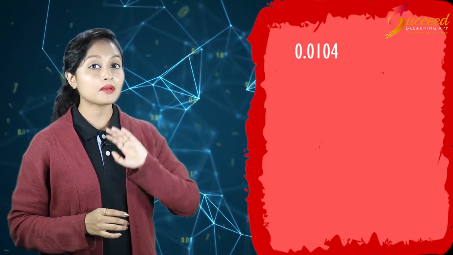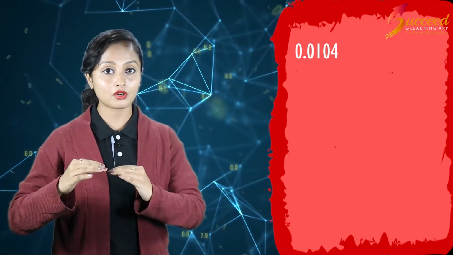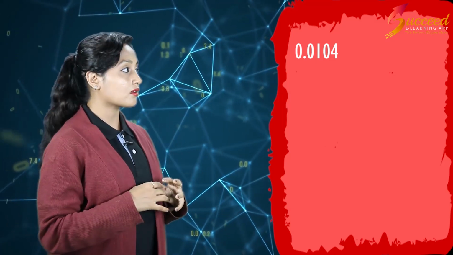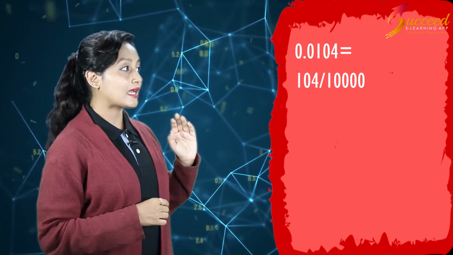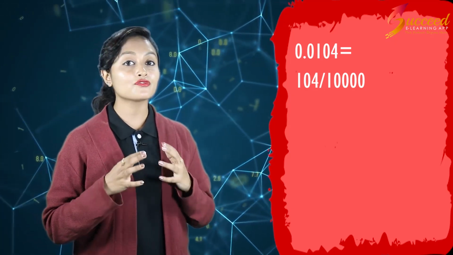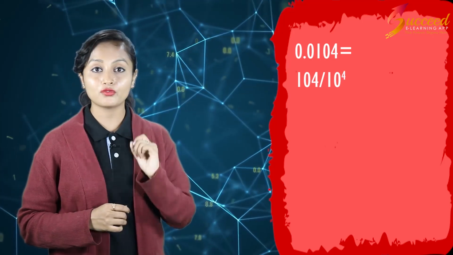Now let us consider another example. 0.0104. Express this exactly in the form of P divided by Q. Remember the key rule? You're going to see how many digits are placed after the decimal point and you're going to put so many zeros in the denominator. So this can be written as 104 divided by 1 followed by 4 zeros. So that can also be represented as 104 divided by 10 power 4.